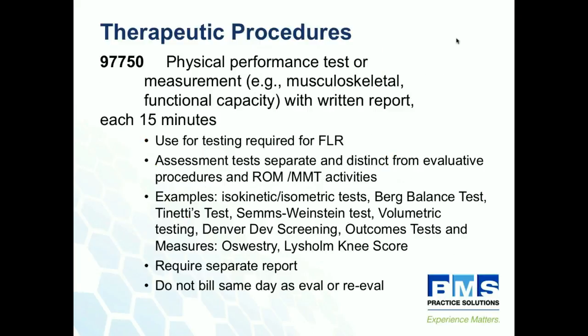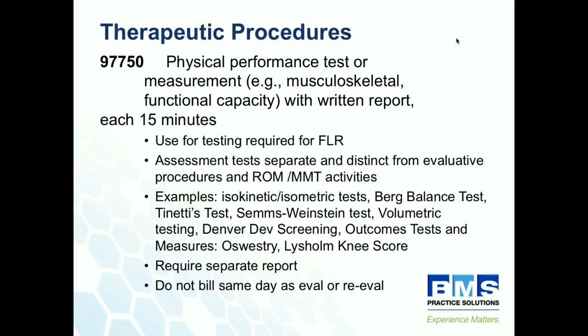So the first code I want to talk about is the physical performance test or measurement code. So this is a test for measuring standardized elements of the patient. This is a 15-minute code that is used for standardized testing, as validated in the professional literature. It would not include range of motion and manual muscle testing, which are not standardized measures. We would typically use this code on the day where we're doing repeated testing for functional limitation reporting or for the Medicare progress report, which we do every 10 visits.